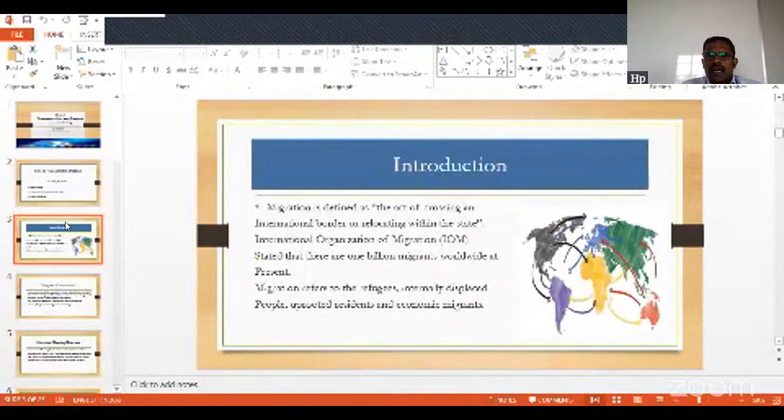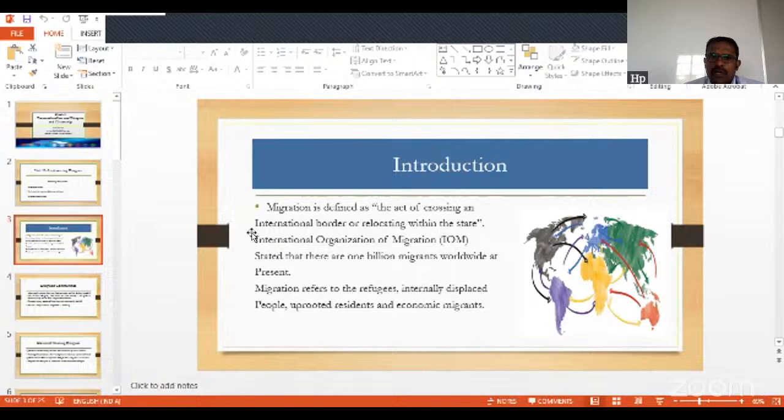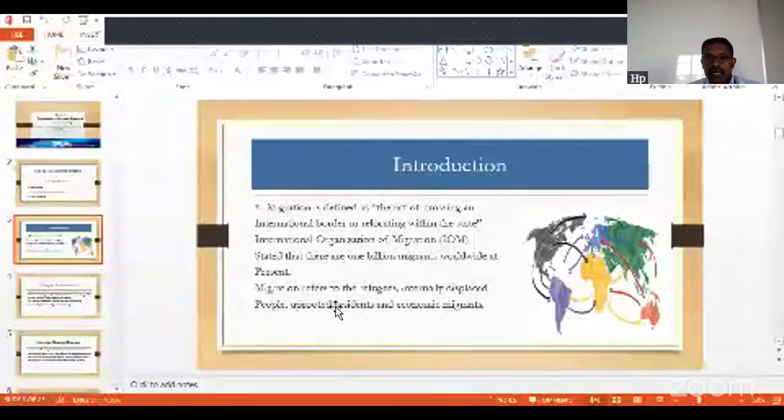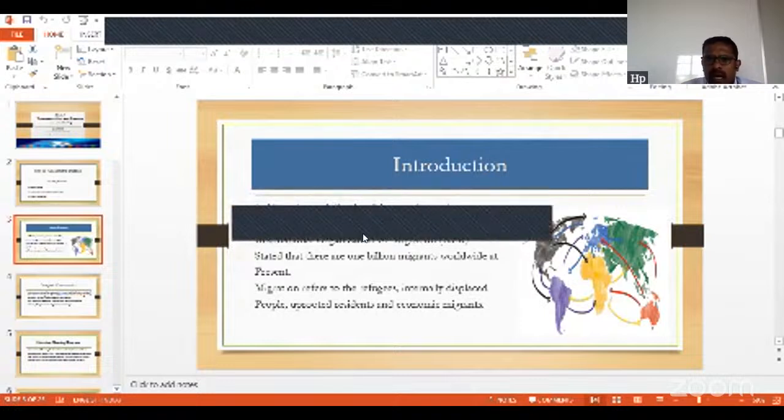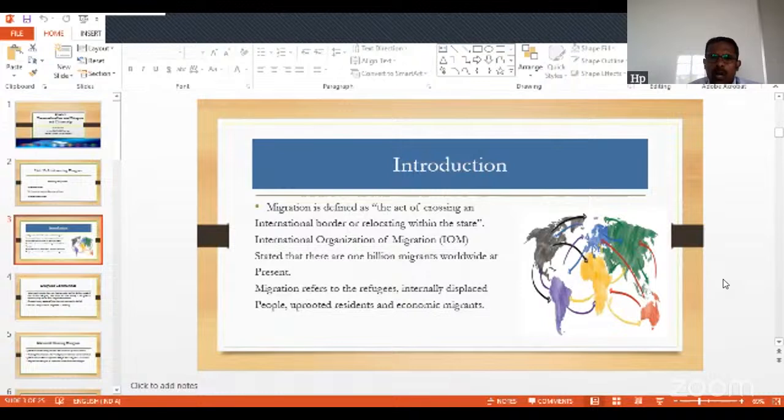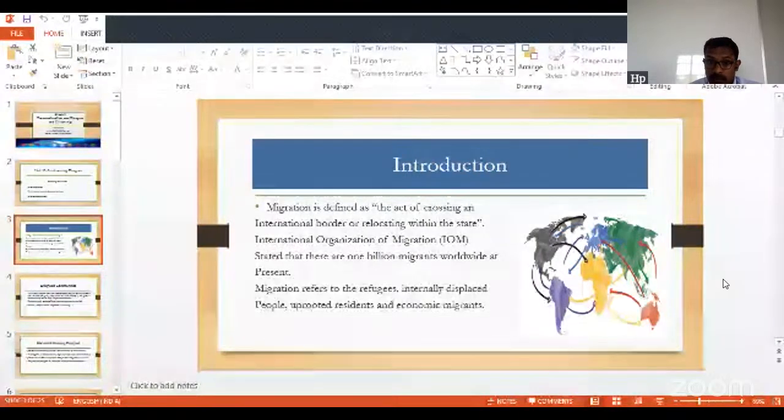The first one is what is migration? Because migration is the one which forms the diaspora community. So we know very well that migration takes place not only between countries, it is also within the state. Even within Bihar, if one relocates himself or herself, it is a migration. The IOM, International Organization for Migration, stated there are 1 billion migrants worldwide at present. And migration refers to refugees, internally displaced people, uprooted residents, and economic migrants.